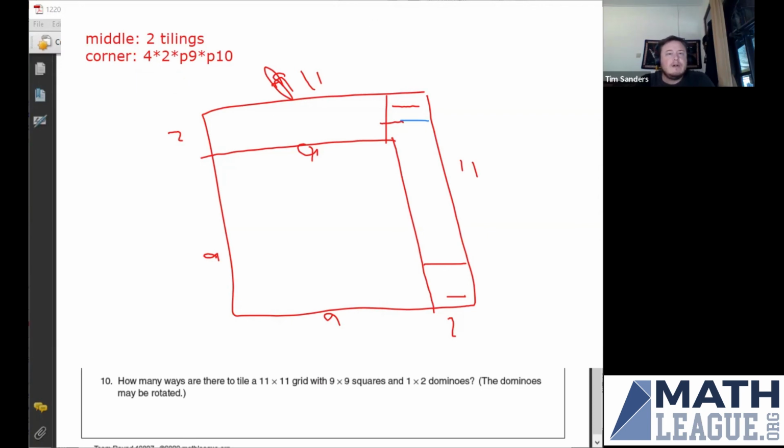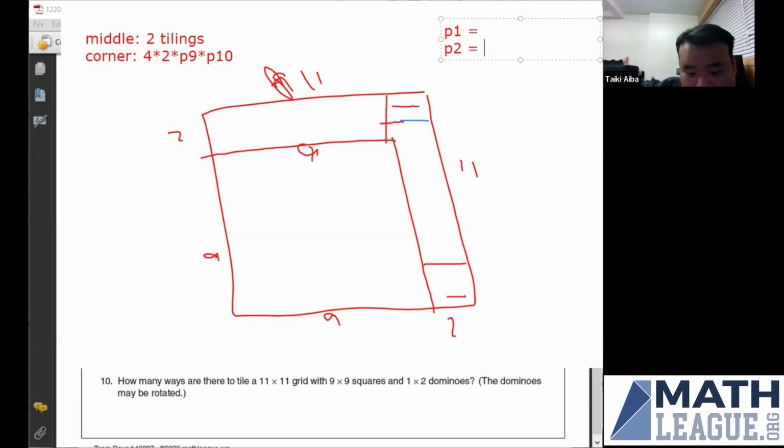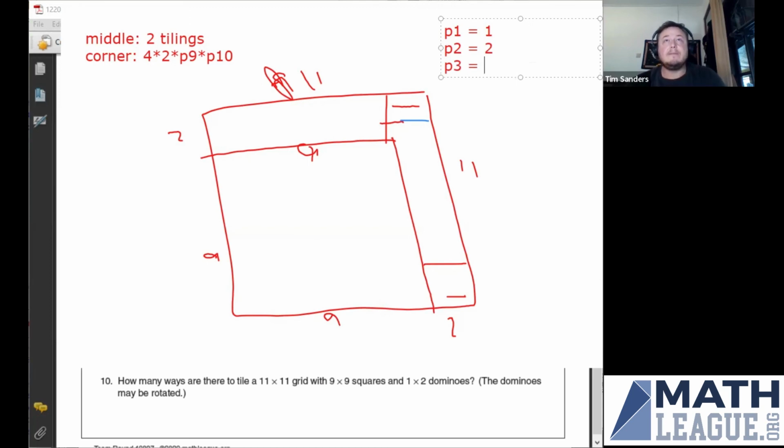Okay. I remember it's vaguely Fibonacci. Let's see what happens. We know that p1, if we have a 2x1, is 1. P2 has 2 arrangements, so 2. P3: if I've got a 2x3, I can either start with a vertical, giving me 2 options, or... I've double counted that. I double counted something.